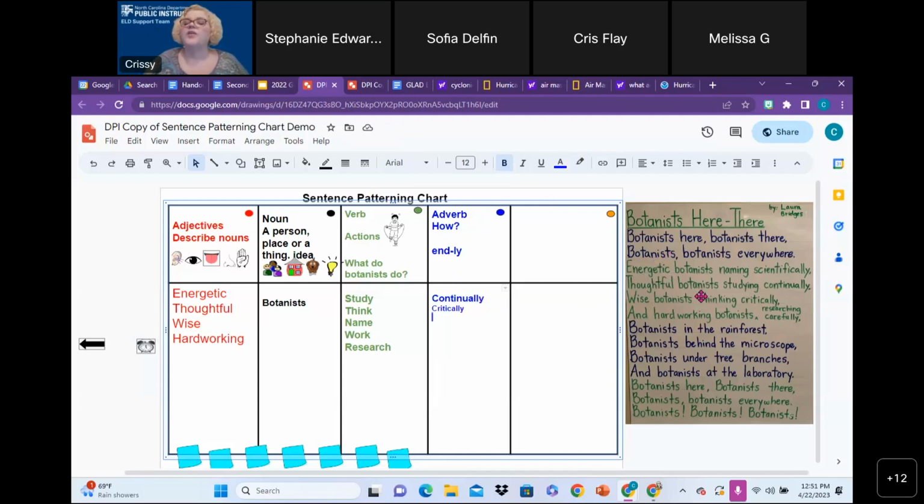Let's look at our chant over here. If we look at our chant, we're looking for words that describe how an action is done. We see some ly words. I see continually here, and I see critically. What other adverbs do you see from our chant? Carefully. Scientifically. Scientifically, good. Any others? Carefully. Carefully, awesome. Okay, you guys did an excellent job with that.